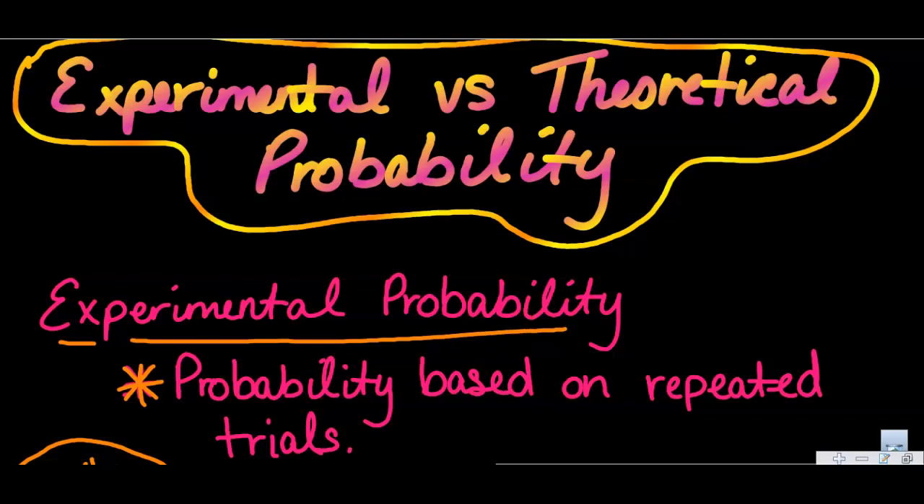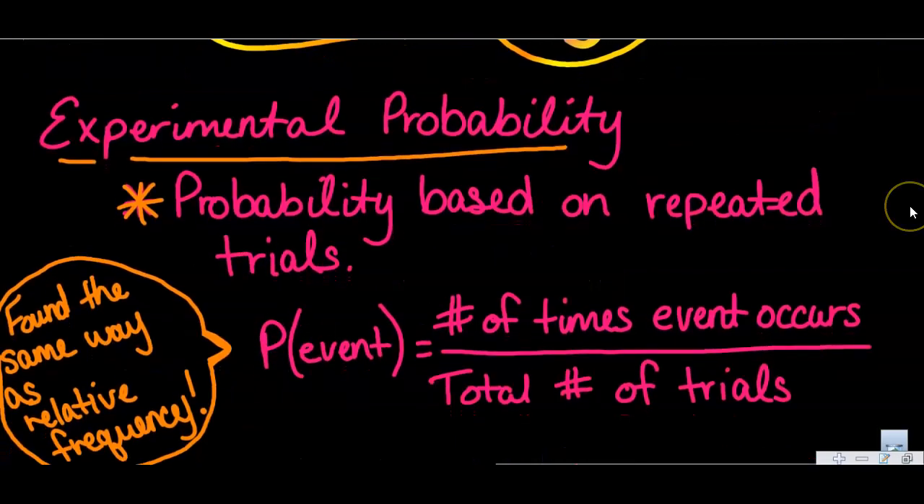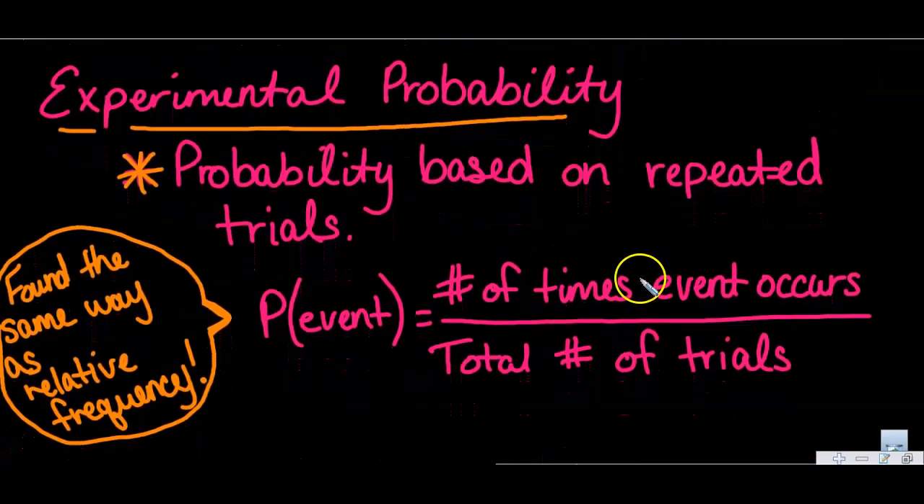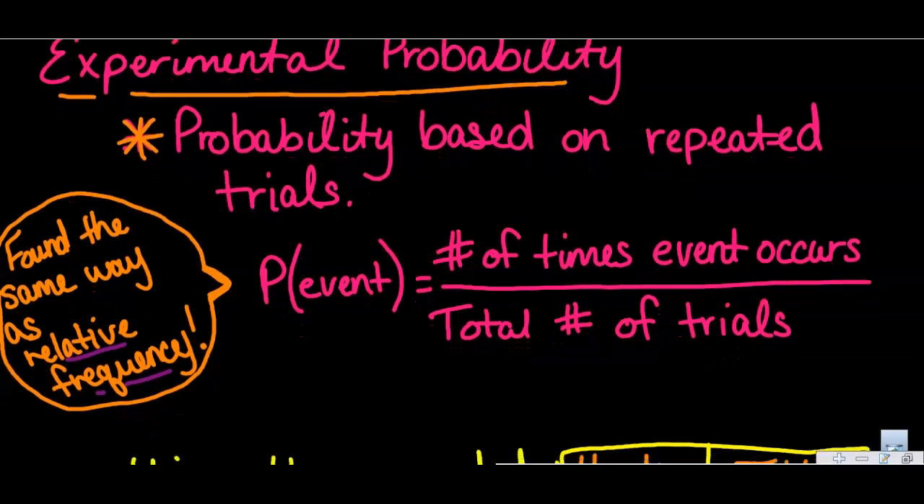Experimental probability is probability that's based on repeated trials. To calculate experimental probability, we use the same equation as we would with relative frequency. In our last video, we learned that relative frequency can be calculated by placing the number of times an event occurs over the total number of times that we try. Let's take a look at one of these types of problems.